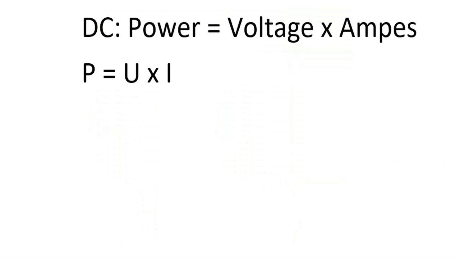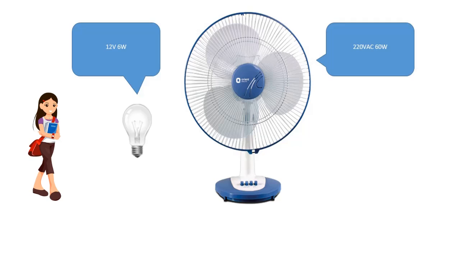Power equals voltage multiplied by amp rate, the unit is watt or kilowatt. A light bulb is 12 volts and 6 watts, a fan is 220 volts AC and 60 watts. 1 kilowatt equals 1000 watts. Electric energy consumption is in kilowatt hours. If you use the fan for 10 hours, it costs 600 watt hours, equal to 0.6 kilowatt hours.